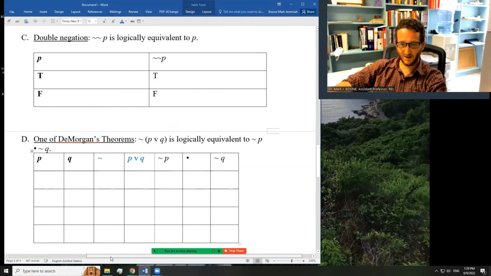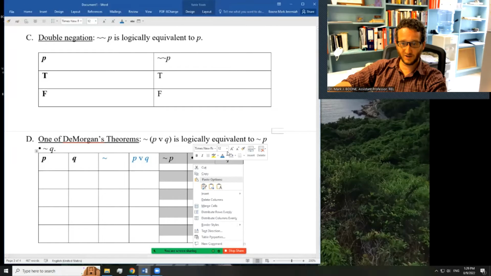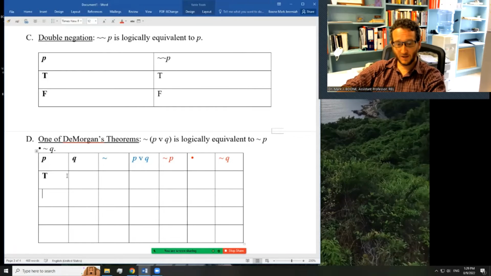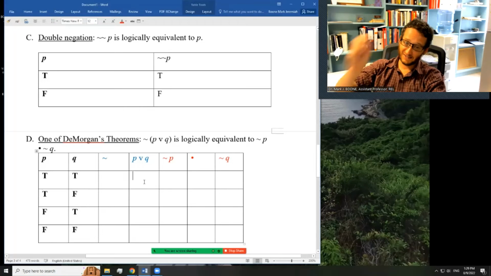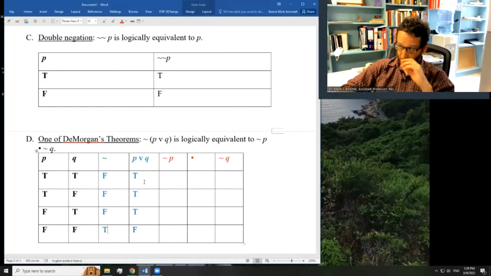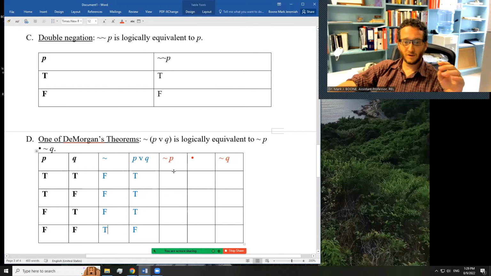Silly me, I only needed that many columns. Okay, so there's one of our statements in blue. There's another one in red. And we want to see that they mean the same thing. So P and Q could be true or false in these ways. And when P or Q is true, P wedge Q is true. And when they're both false, it's false. So that tilde there is going to be the opposite truth value. So not P or Q, not either, is false, except when they're both false.